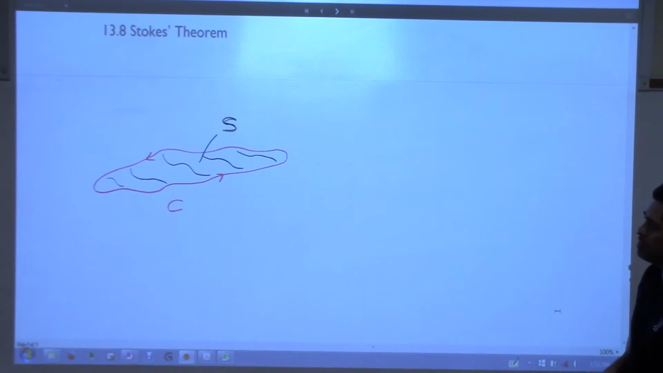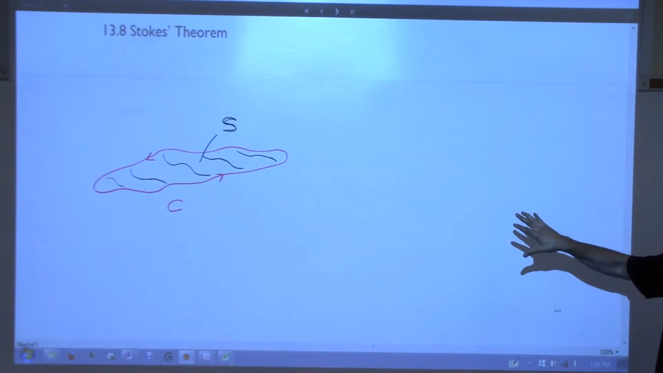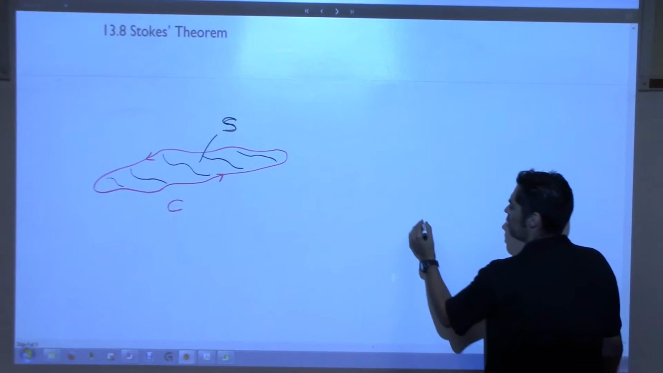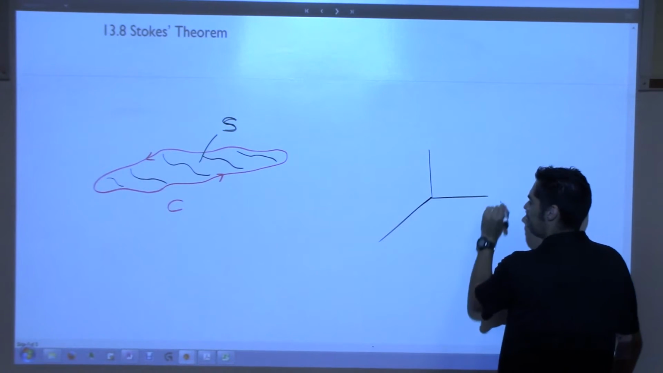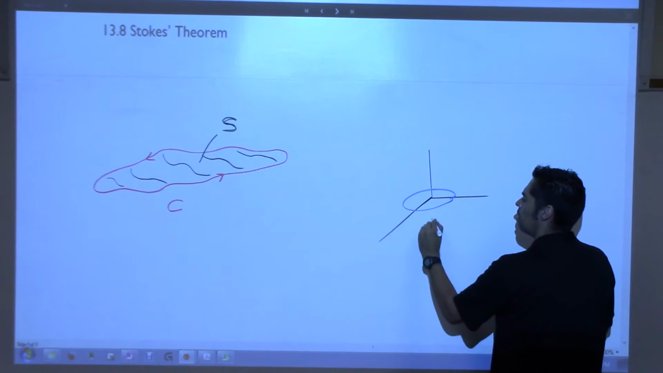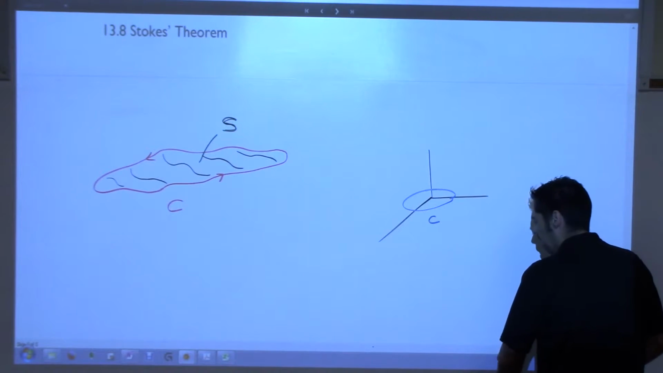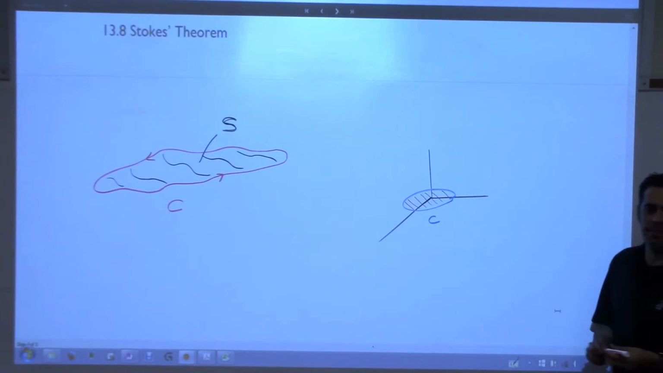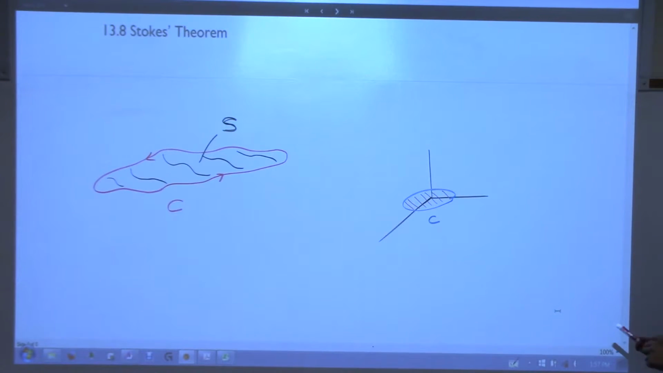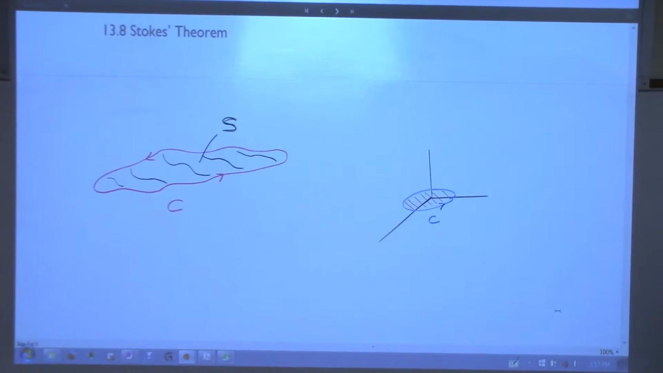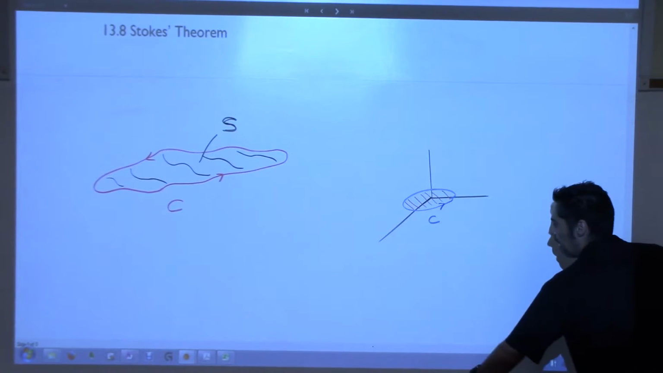I'm going to tell you what it is in a second. Let me just show you a couple of examples of these that are a little bit easier to follow. What if I just, here's the x, y, z. What if I just draw a circle on the ground? Call that C. Then if I just look at the flat disk right there, is that curve C the boundary of that flat disk? Yes, right?